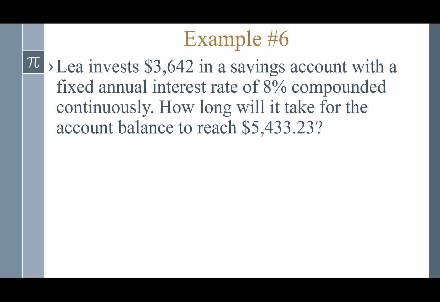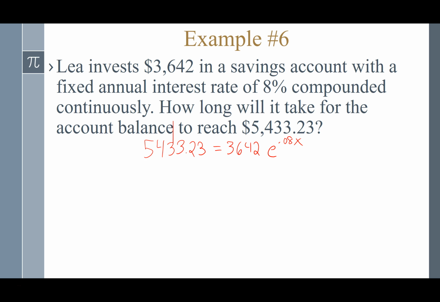Now for this one, we want to know how long it's going to take. It says Leah invests $3,642 in a savings account, annual fixed rate of 8% compounded continuously. How long will it take to reach this account balance? Now we want to find a time. So when we plug into this, we have our final amount, $5,433.23, equals our initial investment, $3,642, times e to the 0.08t, which I'll use an x because I personally cannot stand writing t's in math. They look like plus signs, and if you try and write it cursive, it looks stupid, so I'm just going to stick with an x.